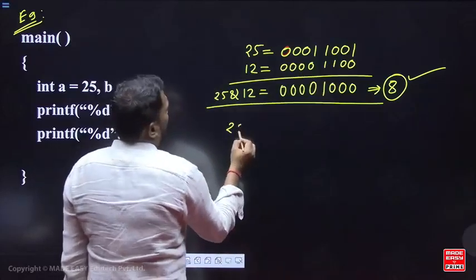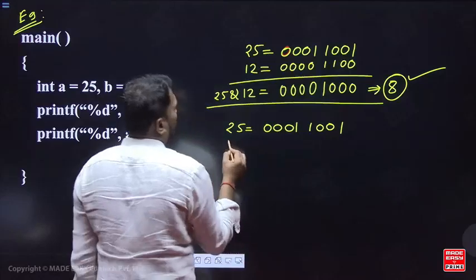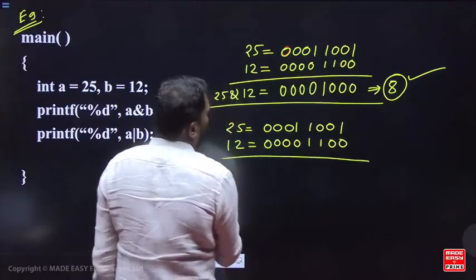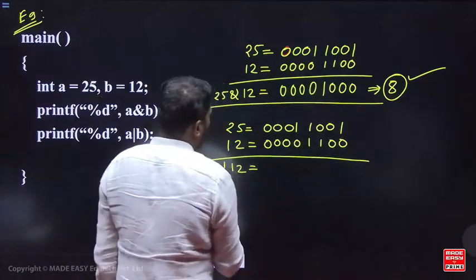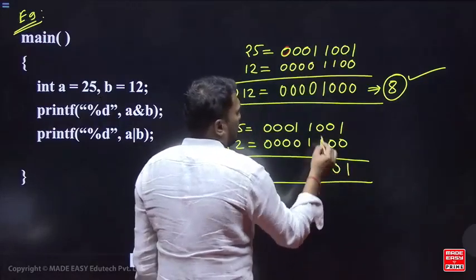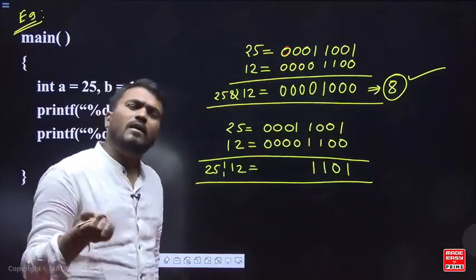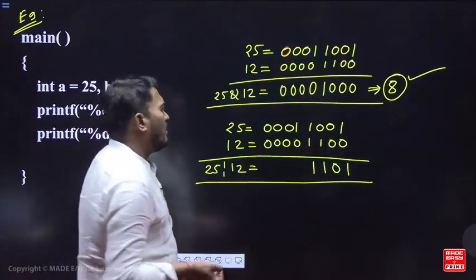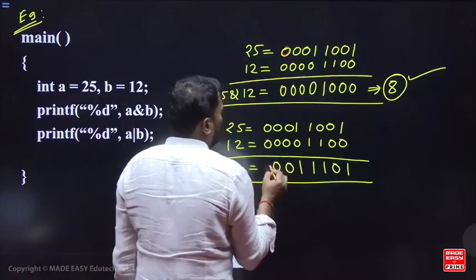And next OR ऑपरेशन करेंगे. OR ऑपरेशन करेंगे तो क्या होगा? 25 का बाइनरी 00011001 and 12 का बाइनरी 00001100. एक एक बिट बाय बिट करोगे. Okay, OR operation में क्या होगा? If any one is 1, output will be 1. So this is 1, 0, 1, 1. This is also 1, 0, 0, 0.